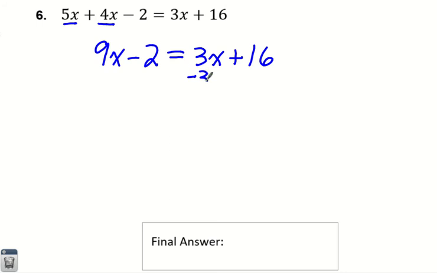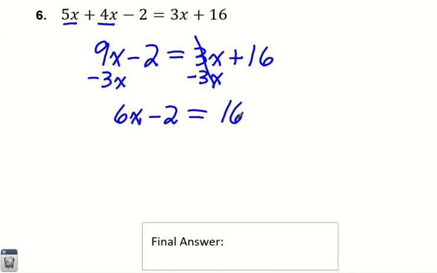And now it looks like we can't have x's on both sides, so let's move that out of there. And 9x minus 3x. Again, I hope I don't need to say this ever, but when you minus 3x to the left side, you're not minusing 3x from the minus 2. You're minusing it from the 9x. 9x minus 3x is 6x. The minus 2 is just another term over there. And the other side is now 16.